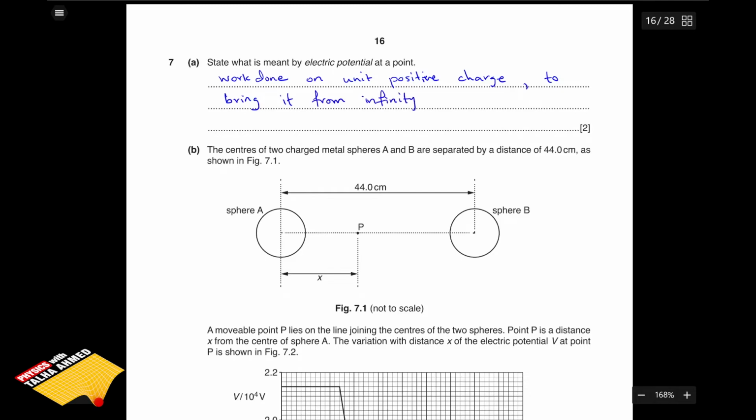So, we need to basically choose one convention. So, we just go with positive charge. And then, what do we have to do with that positive charge? You have to bring it from infinity, from very far away, to a point in a field. So that will be electric potential at a point.